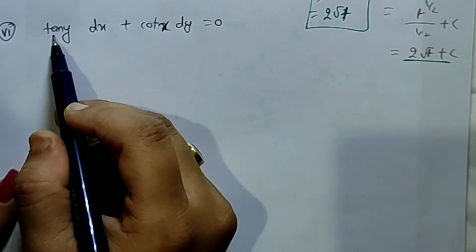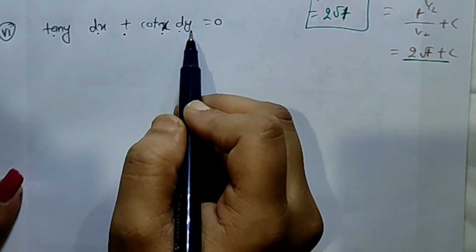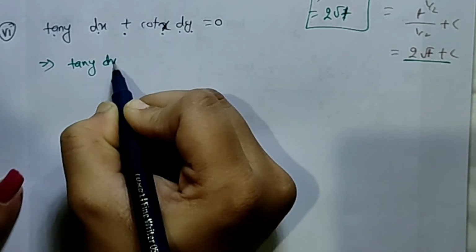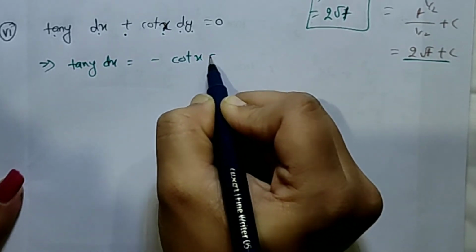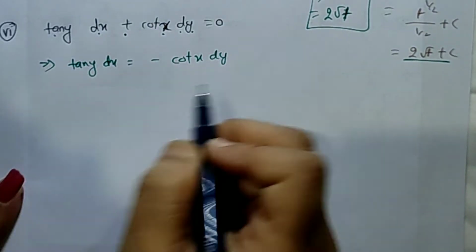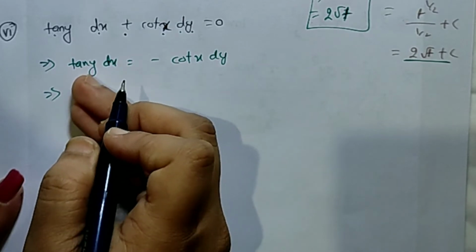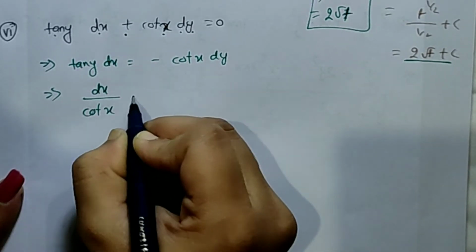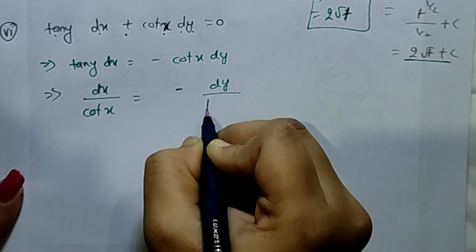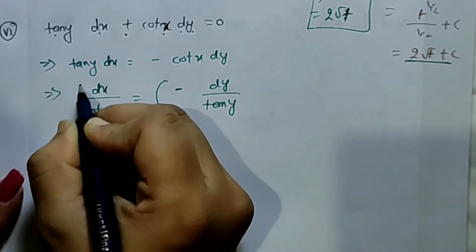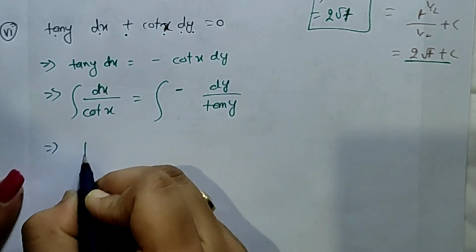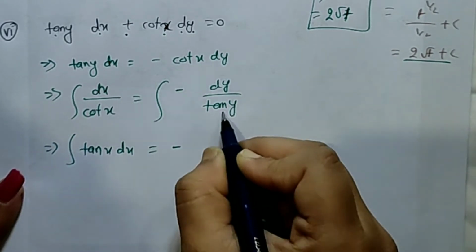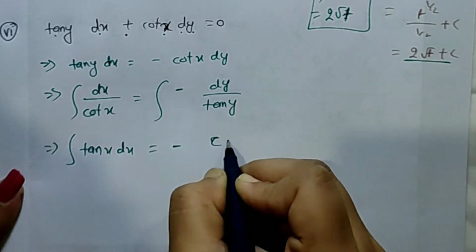Now moving on, tan y dx plus cot x dy equal to 0. We have to separate first. Tan y dx is equal to minus of cot x dy. Next, x in one side, y in one side. dx by cot x is equal to minus of dy by tan y. Now integrating both sides. 1 by cot x means tan x dx. 1 by cot x is tan x. Minus 1 by tan y is cot y dy.